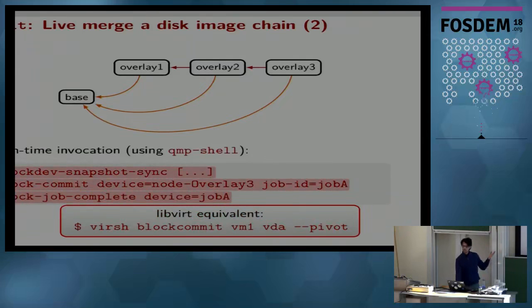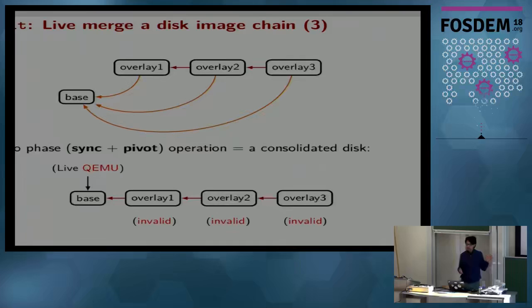That's it. That's the libvirt equivalent. Now, what is the result? The result is a single consolidated base image with the content from all 3 images merged into the base image. All the intermediate images are invalid, so you can throw them away, leaving a single image. So that's a nice way.